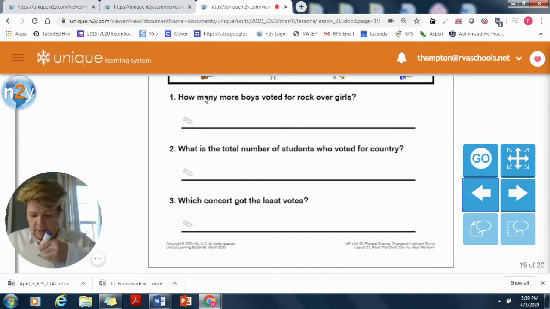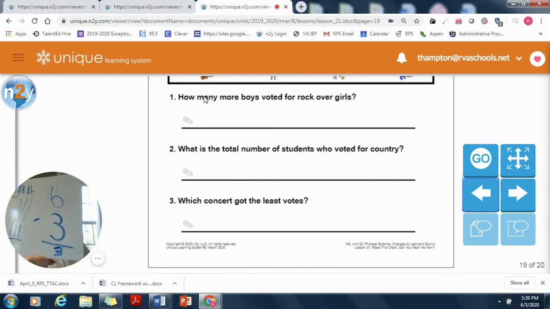We can make hash marks, right? 1, 2, 3, 4, 5, 6 hash marks. We can make 3 hash marks and subtract those out. So how many are we going to take away? 1, 2, 3. And how many does that leave us? Right, it leaves us 3. So we would know the answer is 3, correct?